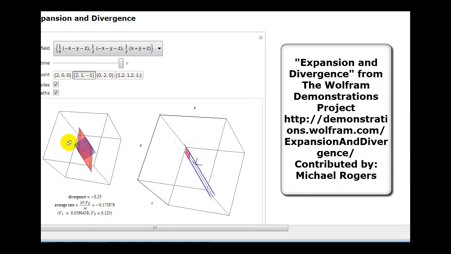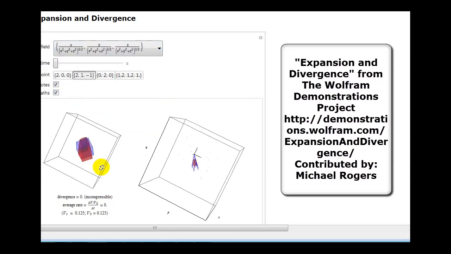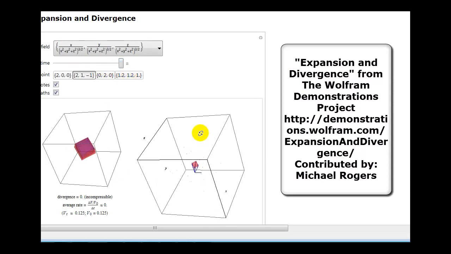The third possibility is when the divergence of a vector field is equal to 0, as we see here. So as the red box passes through this vector field, the volume will not change even though the shape of the box may change. So as it passes through this vector field, the volume of that red box is staying constant even though the shape of it is changing slightly. This is an example of when the divergence is equal to 0.